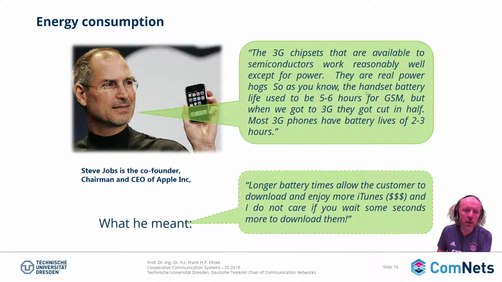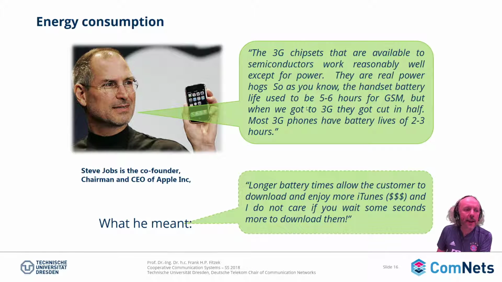So as you know, the handset battery life used to be 5 to 6 hours for GSM, but when we got to 3G, they got cut in half. Most 3G phones have battery life of 2 to 3 hours. And this is even a positive way of looking at it, right? So at the beginning, some of the 3G phones, they had already 2 battery packs, and you could change the battery in case you need it.